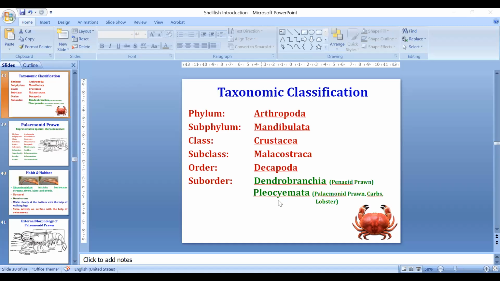Okay, so up to this we have studied. Okay, so the screen is visible to everyone? Yes, ma'am. Okay, so this was up to the last class.